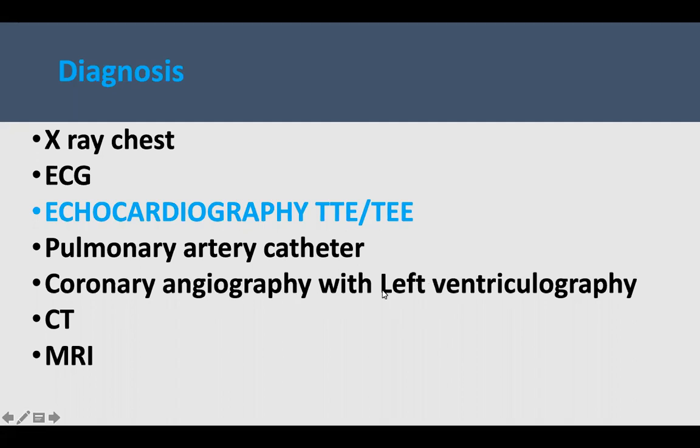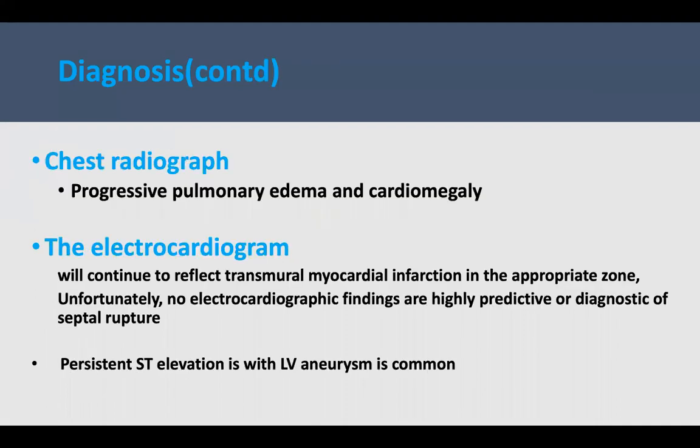We can diagnose with the shunt there, where dye can cross. And sometimes, very rarely, we may need a CT or MRI in some cases to establish the diagnosis when we have a problem with the echo. As I said, the X-ray just shows pulmonary congestion and pulmonary edema.